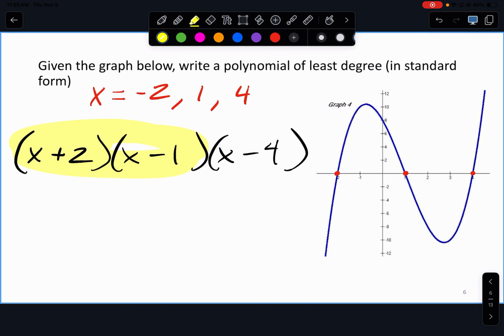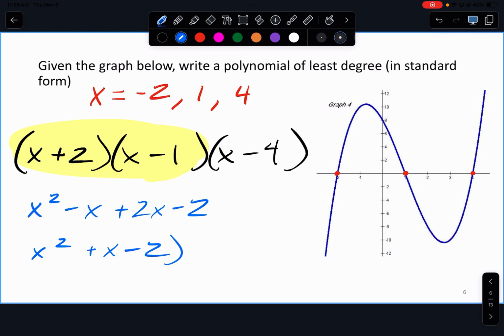I want you guys to FOIL these two right here. First one is going to be x squared, right? X squared minus x plus 2x minus 2. Then we combine like terms: x squared plus x minus 2. You guys agree with that?